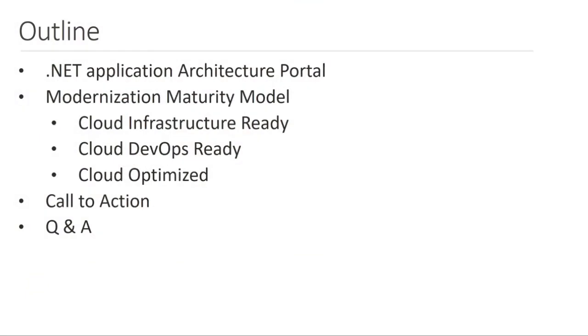So here's a rough outline of what we're going to cover over the next hour or so. We're going to start with the .NET Application Architecture Portal. This is a place that we've created for folks such as yourself, where we provide prescriptive guidance and best practices from Microsoft. We're then going to get into the modernization maturity model, which is a way to think about how to approach modernization for web apps. When you're faced with that problem, what are the things that you can look at, what are the stages that we recommend, and so on.